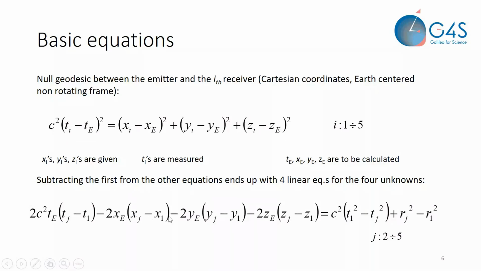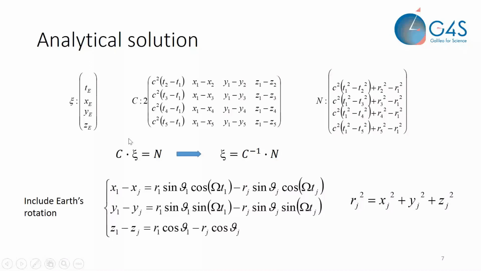So the system you are left with is a linear system, and the index here, the J, is now running from 2 to 5. Now the solution of a system like that is very simple. We have the vector of the unknowns here, this xi. You have the coefficients of the unknowns, which are explicitly written here in this matrix C.